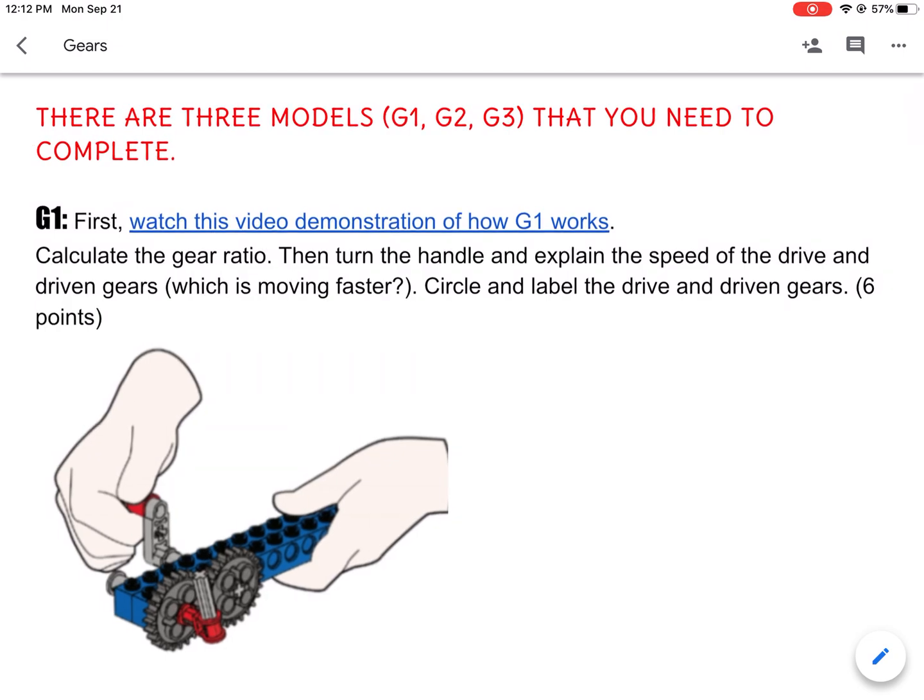Make sure you reduce it as much as you can. Then you're going to watch the handle turn in the video. You're going to explain the speed of the drive and driven, like which is moving faster, the drive or the driven. And you're going to circle and label the drive and driven gears. You're going to have to put this in Notability.